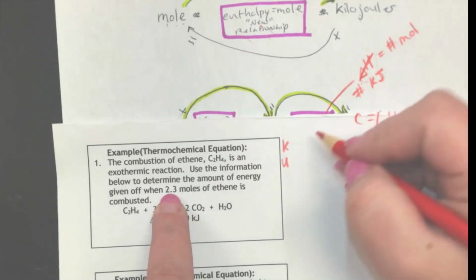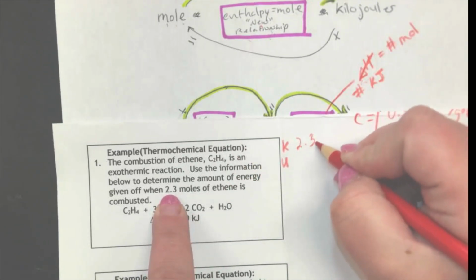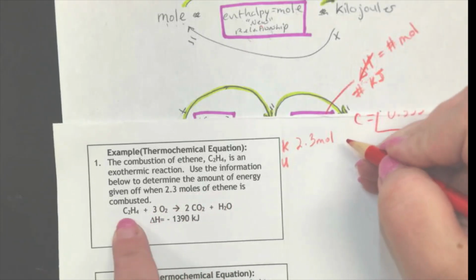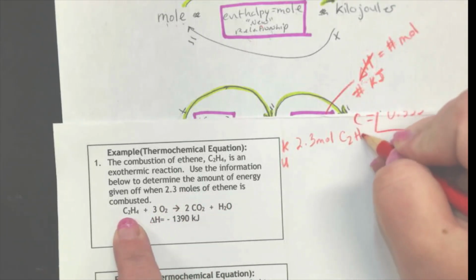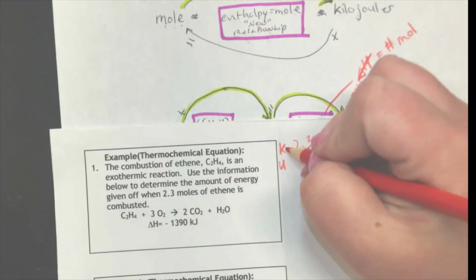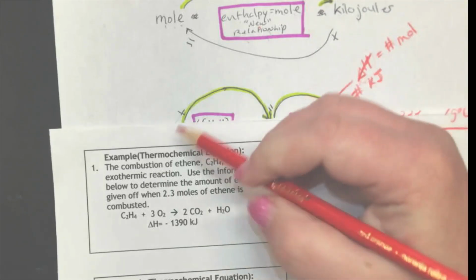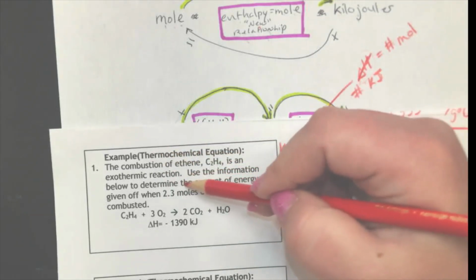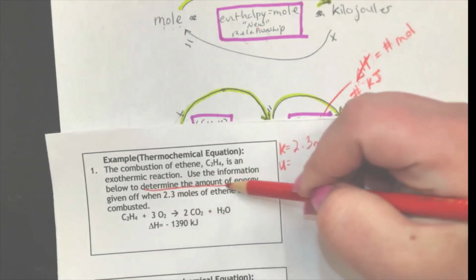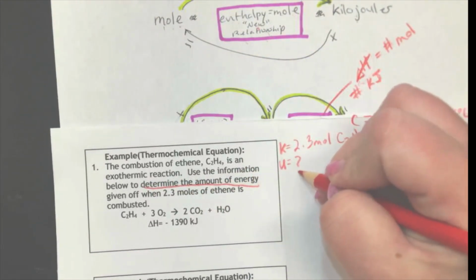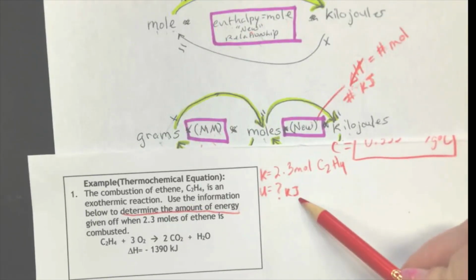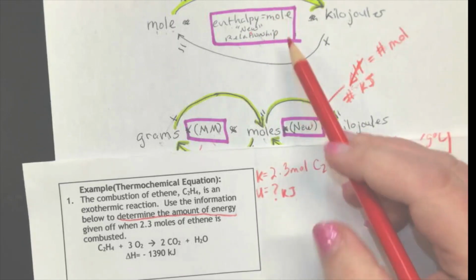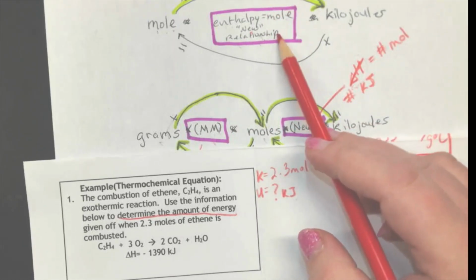So I see that there are 2.3 moles of ethene, the formula of which is C2H4. My unknown, I'm looking for, to determine the amount of energy. So I'm looking for question mark kilojoules. Since my known is moles and my unknown is kilojoules, I just need to use one relationship, and that relationship is the enthalpy-mole relationship.